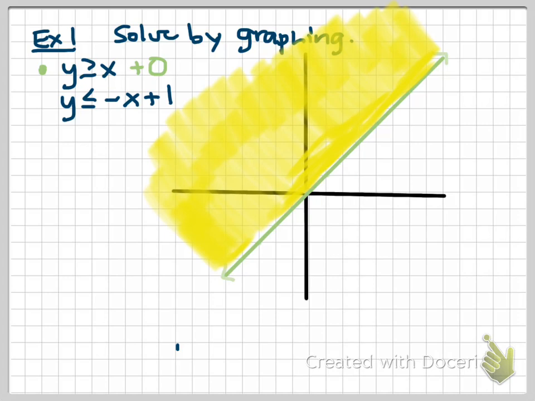Okay, now I'm going to graph the second line, y is less than or equal to negative x plus 1, in a different color. So the y-intercept is plus 1, which is over here. And the slope is negative 1, so down 1 over 1, down 1 over 1, down 1 over 1. Then it's going to be a solid line because of the equal sign.